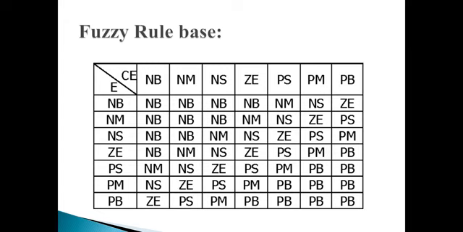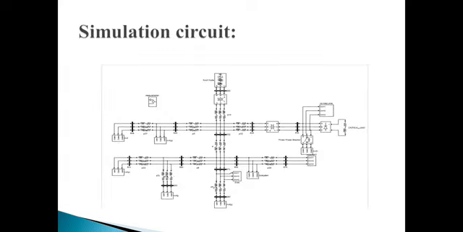This is the fuzzy rule base we are using in this circuit. This is 7 by 7. NB indicates negative big, NM indicates negative medium, and NS indicates negative small. ZE means zero error, PS means positive small, PM means positive medium, and PB means positive big.